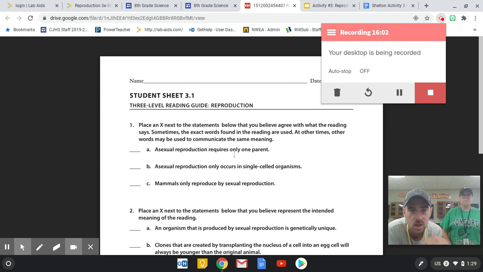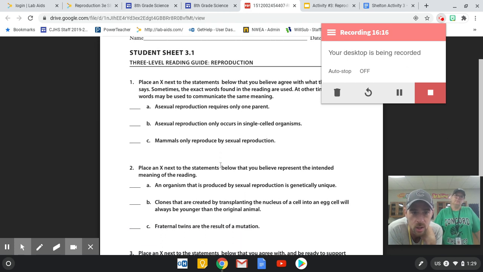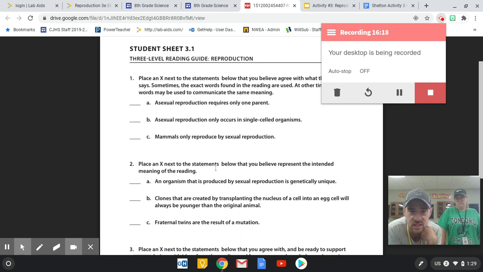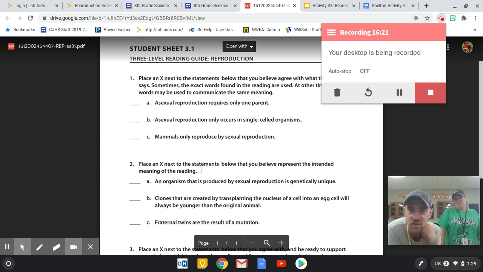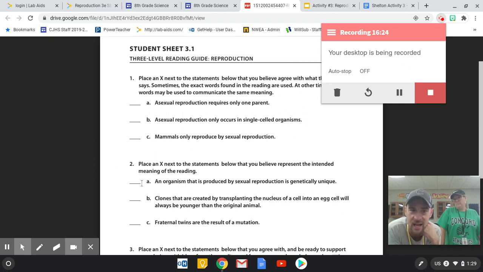Okay? So for instance, for 1A, asexual reproduction requires only one parent. If that was mentioned in the reading, then you should put an X right there. If that statement is false, don't do anything with it. Look at number 2 real quick. Place an X next to the statements below that you believe represent the intended meaning. So again, if it's true, then you're going to put the X next to it. If it's not, don't do it at all.